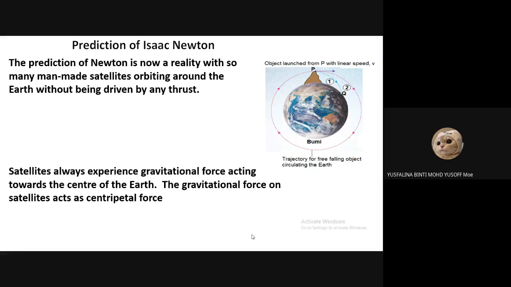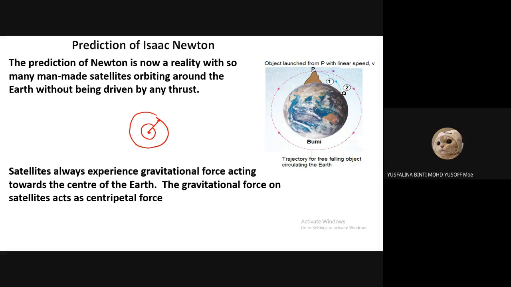Satellites always experience gravitational force acting towards the center of the Earth. So the gravitational force on the satellite acts as a centripetal force. This is the Earth, this is the man-made satellite, and it is still orbiting. There is a gravitational force that attracts the satellite to the Earth, and the Earth to the satellite also, with the same gravitational force. So the gravitational force is actually acting as a centripetal force, and that makes it keep rotating around the Earth.